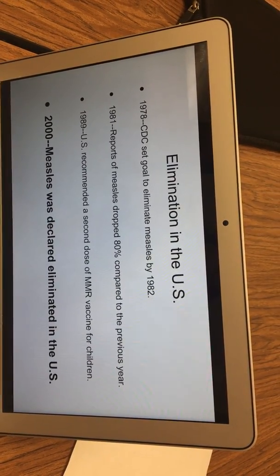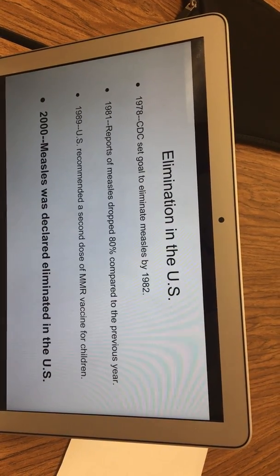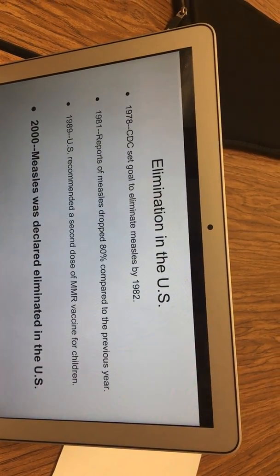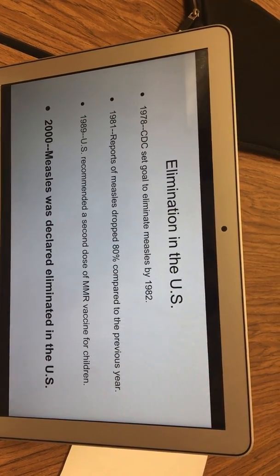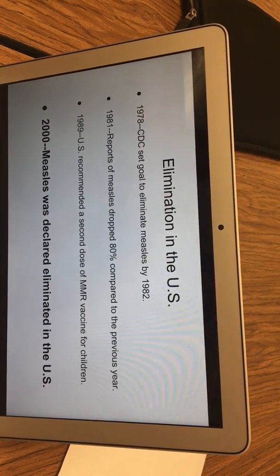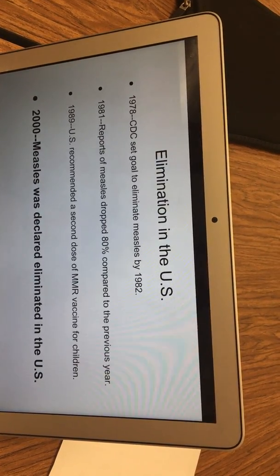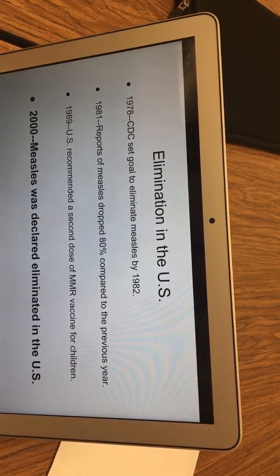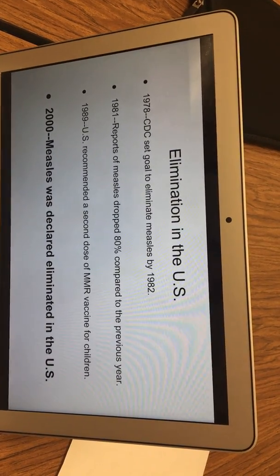With that, the reports of measles began to drop each year, and then physicians decided in the 90s that it was a good idea to give a second dose of the vaccine to children, and this led to the elimination of measles in the year 2000.